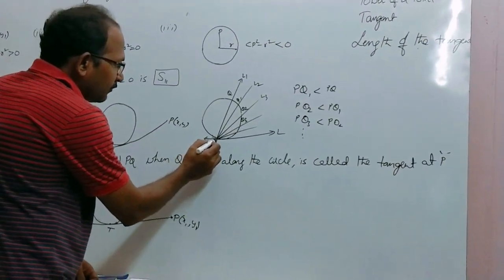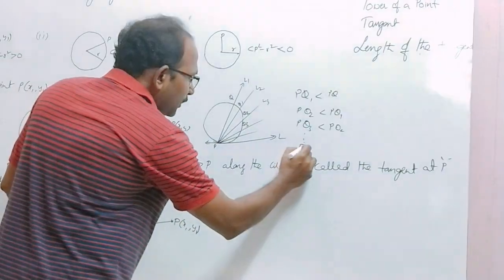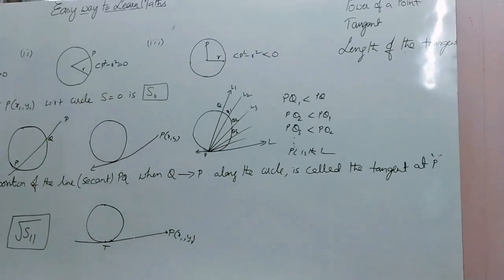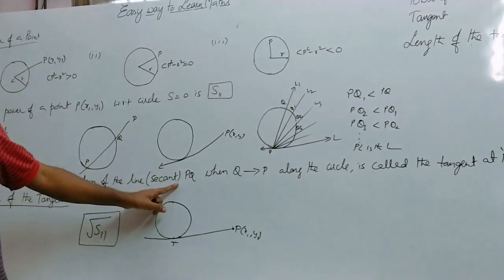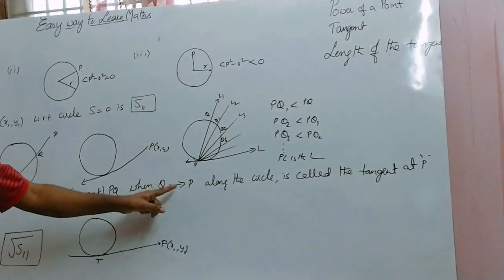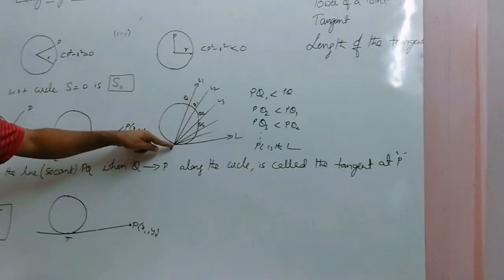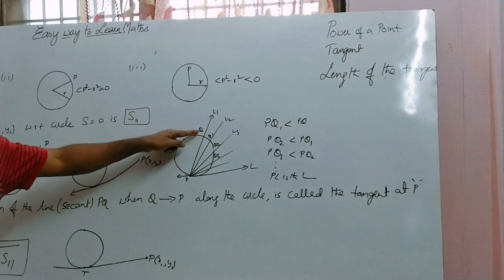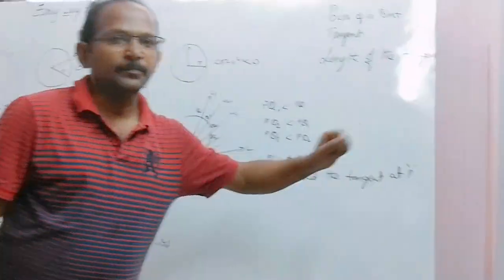Here the line where it touches the circle is called tangent. Here PL is the tangent. In other sense, the limiting position of the line or secant PQ, when Q tends to P along the circle, Q is reaching towards P, that means along the circumference of the circle, is called tangent at P.